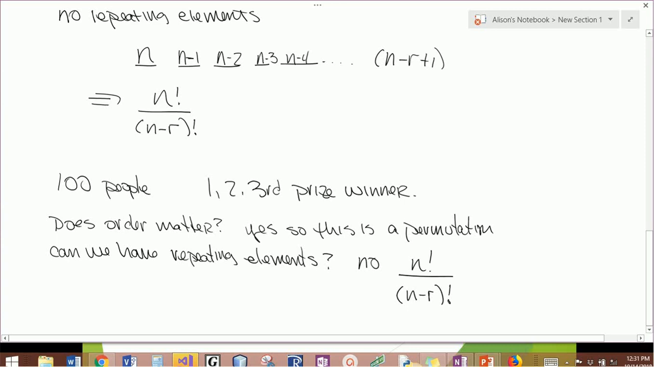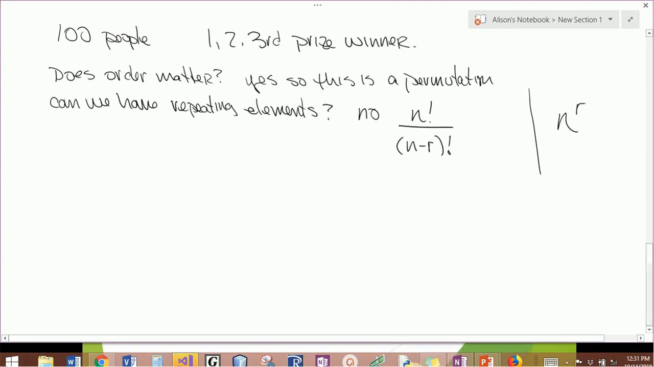Remember, if the answer to this question had been yes, we would just use n raised to the power of r. The number of elements that I have available to me raised to the number of elements that I'm actually selecting if we could have repeating elements like passwords and license plates. But with my prize winners, we cannot have repeating elements, so now I'm going to use the second formula that we are learning, and let's just plug in some numbers.